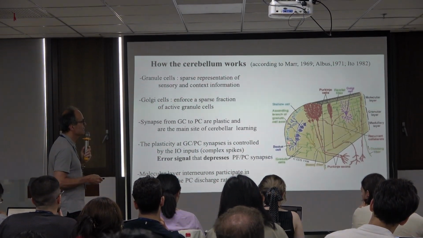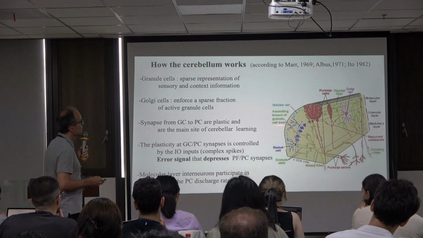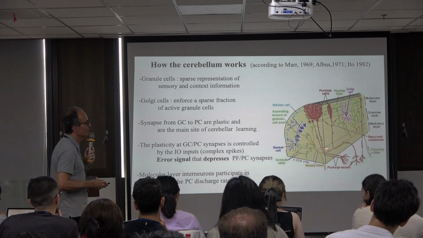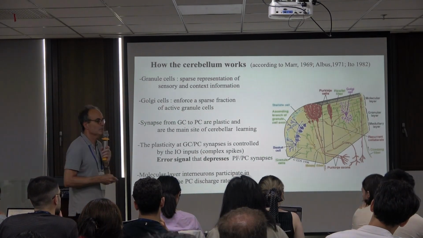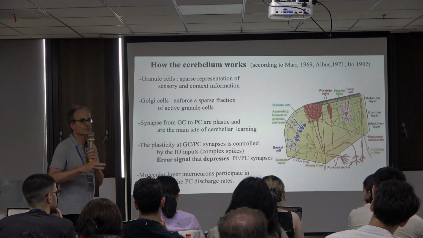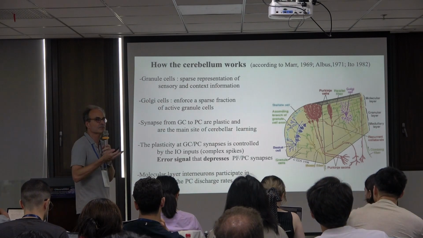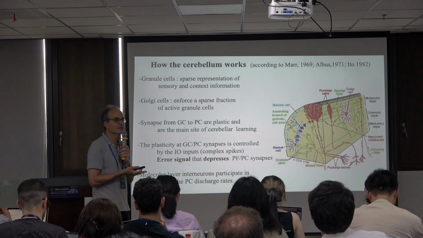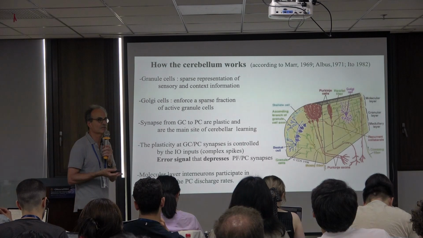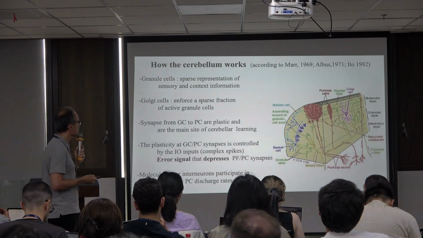Somebody asked about the Golgi cell. The idea is that the Golgi cells feed back on the input, so in some sense they are enforcing a sparse fraction of active granule cells. If you have too much activity, you have negative feedback. That's the idea, at least.